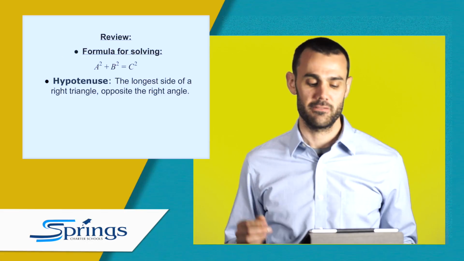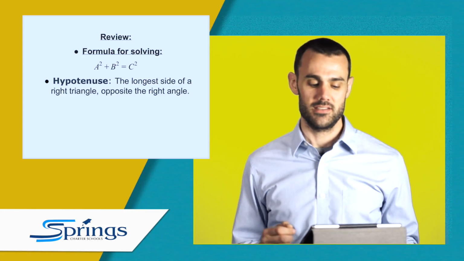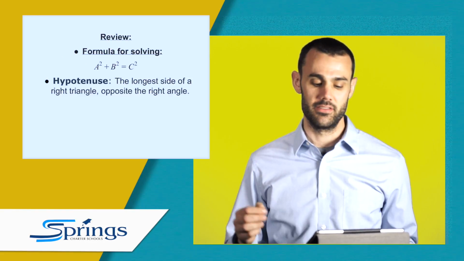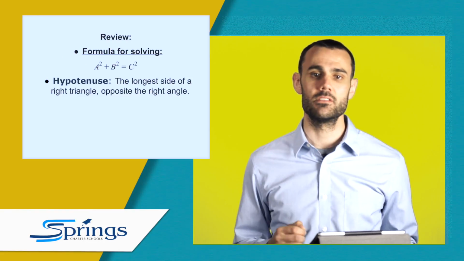Here's a review for you. The formula for solving, one last time, is A squared plus B squared equals C squared, and the vocabulary word, hypotenuse, is the longest side of a right triangle, opposite of the right angle.